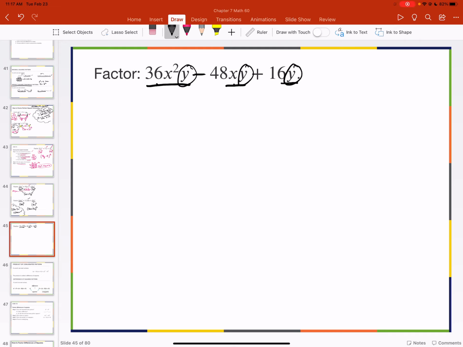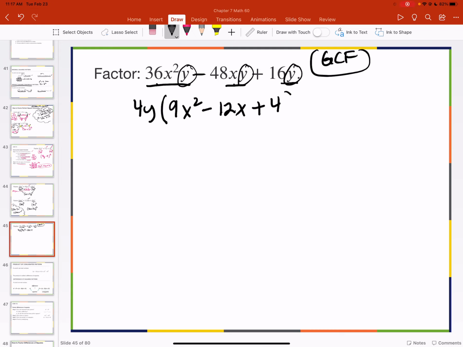So let's factor out 4y. This example is good because it reminds us that you make sure you're checking the GCF. So if I factor out 4y, I get 9x squared minus 12x plus 4. Okay, so that's good. If I factor out the GCF, now it's looking like a perfect square trinomial, right?